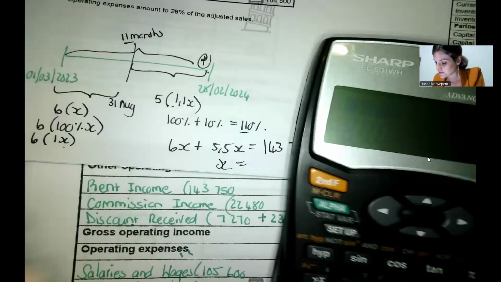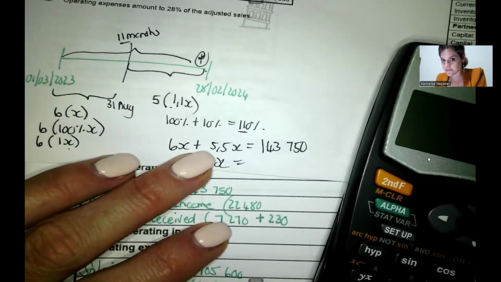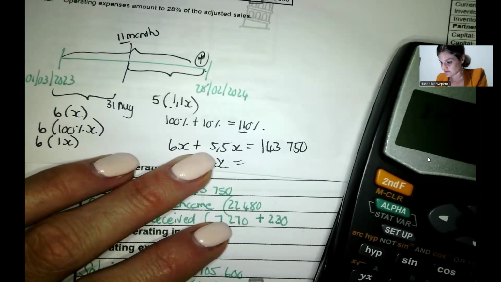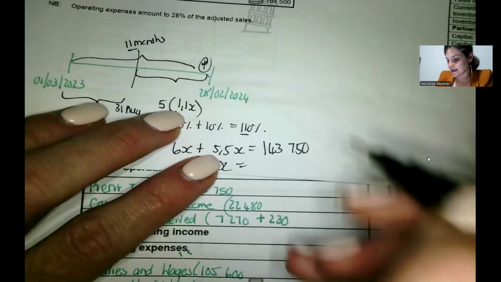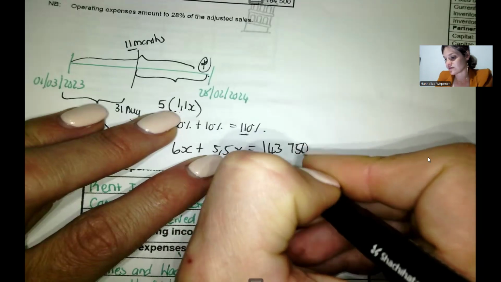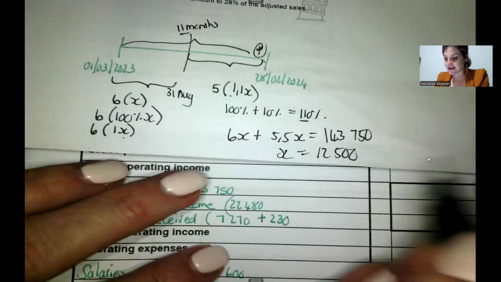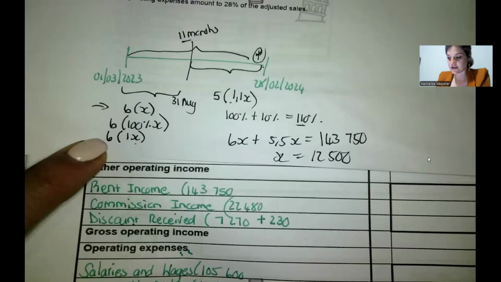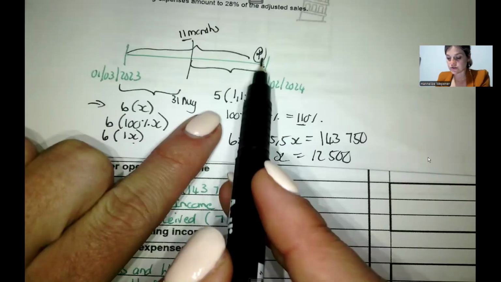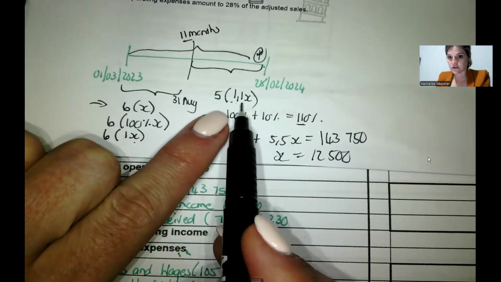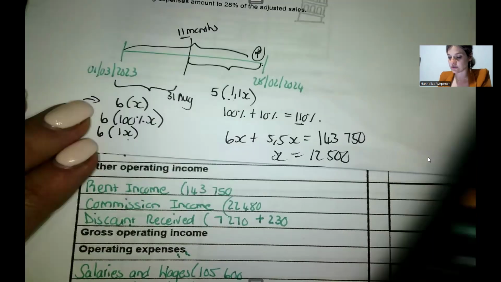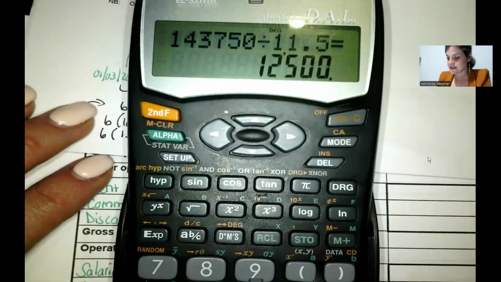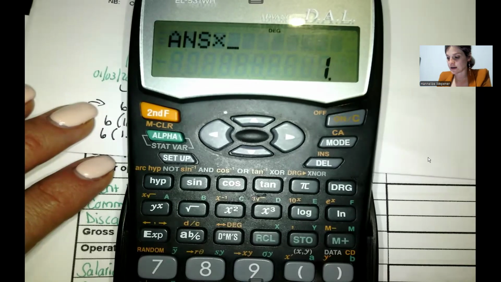And then you just solve for x. So it's your 143,750 divided by 11,5. So X is 12,500. But remember that X is the amount prior to the increase. You want to receive the increased amount. So you must take your 12,500 times 1,1.